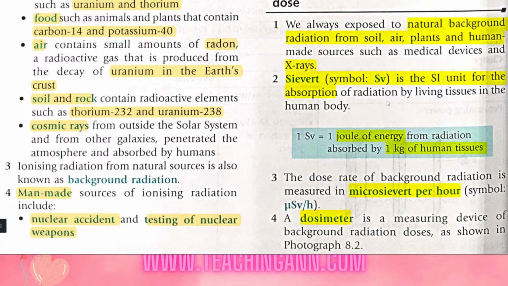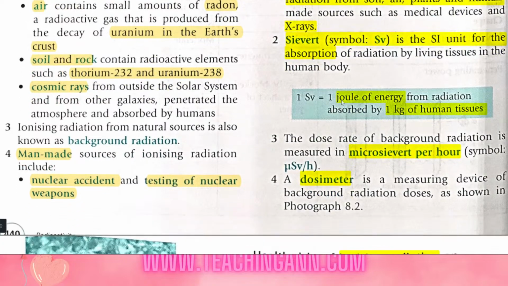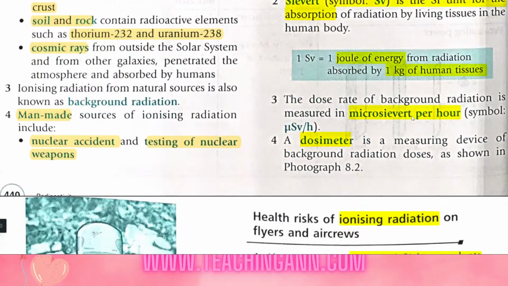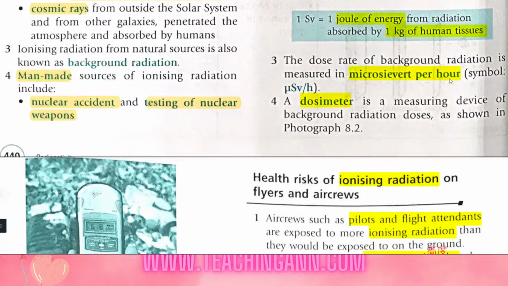Meaning to say how much radiation you absorb is measured by sievert. Understand? So one sievert means 1 joule of energy. Actually, one sievert is a lot, you know. 1 joule absorbed by 1 kg of human tissue. Now we talk only about microsievert. Don't talk about sievert. Micro is one per 100 thousand, 0.00001. Microwave we'll talk about later.